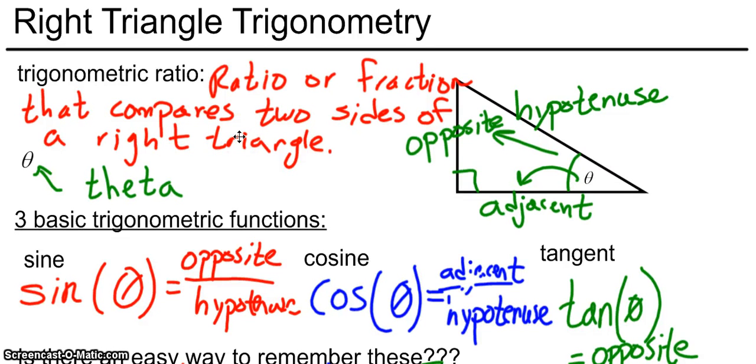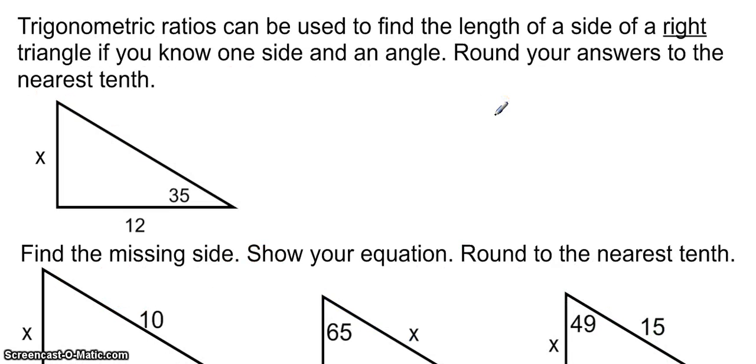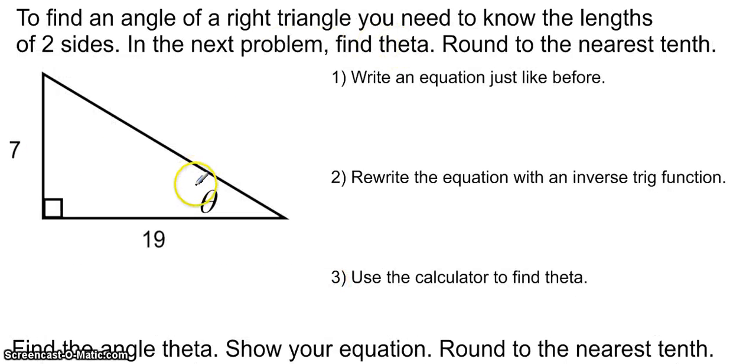This is part 2 of the Introduction to Right Triangle Trigonometry video. In the last video, we talked about how to find a missing side length if you were given one angle and one side of a right triangle. In this video, we're going to learn how to find the value of the angle theta, so how many degrees that angle is, if we're given two of the sides of a right triangle.